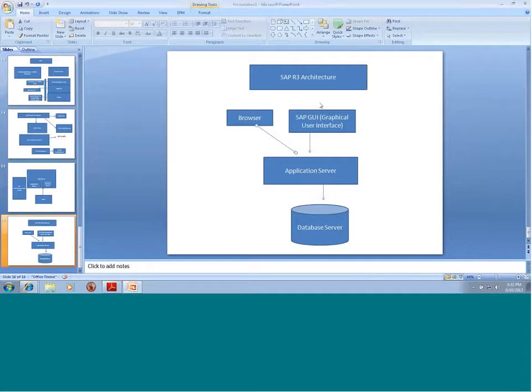Okay. So this is the R3 architecture that was popularly used by SAP for a very long time. Till about the early 2000s, SAP was using the SAP R3 architecture. And if you had noticed SAP systems, you would have commonly heard terms like 4.6 SAP R3 system, 4.7 SAP R3 system, SAP R3 system.